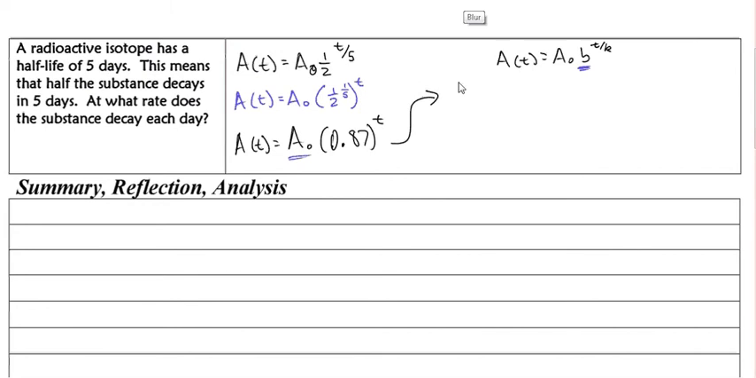So that all being said, we've got a of t is equal to a sub naught times, well, that 0.87, that's 1 minus 0.13, so 13% to the t. And that was the question. What rate does the substance decay each day? Our rate is equal to 13% per day.